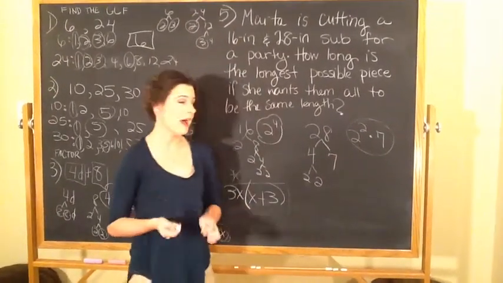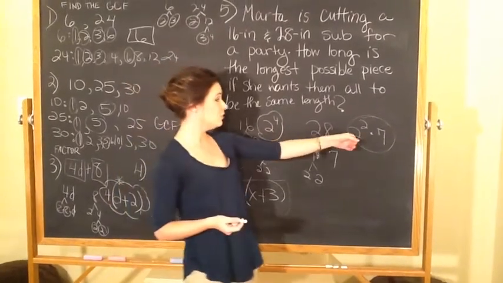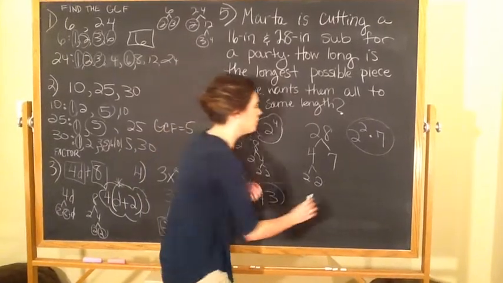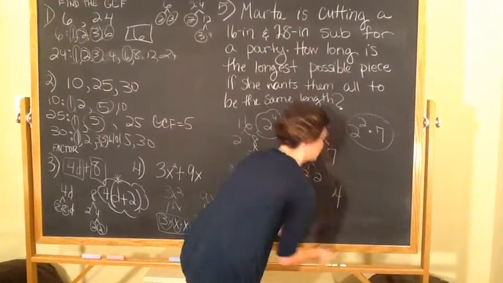So what do they both have in common? I see that they have two 2s in common. If you have 2 times 2, you're going to get 4. So 4 is the GCF.